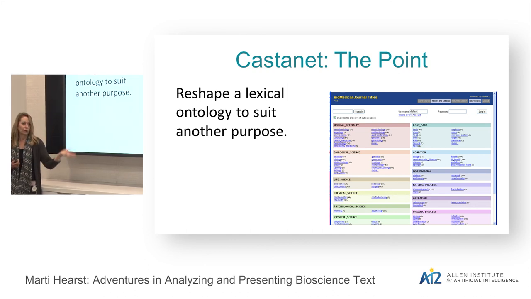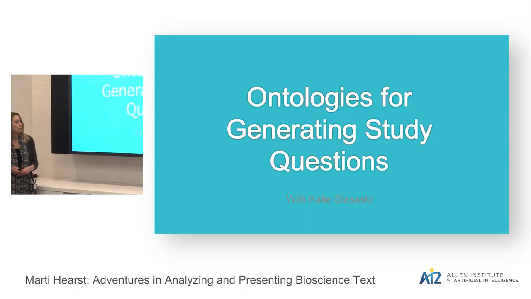So we took a whole lot of journals, bioscience journals, and we created this lexical hierarchy. So the point here is we can take this ontology that's out there and make it work for us in a way that we want to use it. And that's what's going to lead to our new subject, the work that Katie and I have been doing.